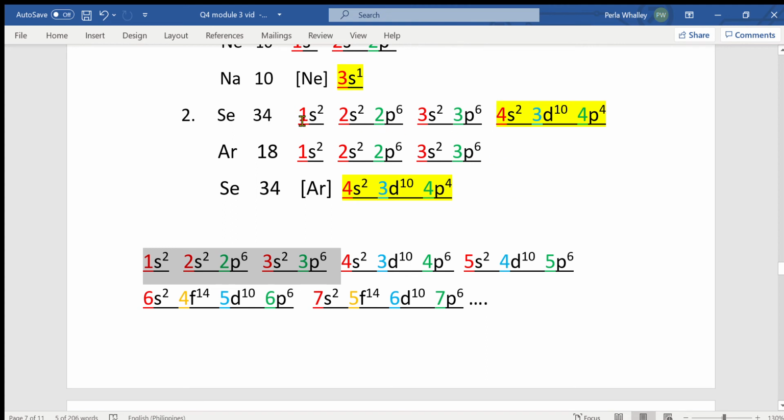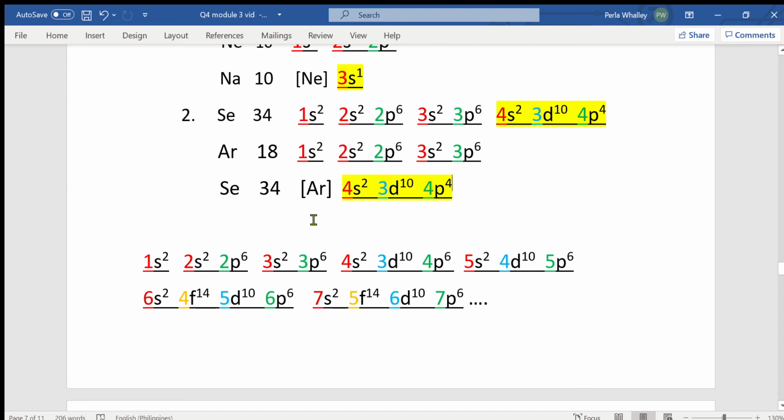Okay, so that is the electron configuration of argon. Look, this one here is equal to the electron configuration of argon. Exactly the same. So that means that the electron configuration of selenium is that of argon here, plus 4s2, 3d10, and 4p4. Understood? So remember that the symbol of the noble gas should be placed inside brackets.